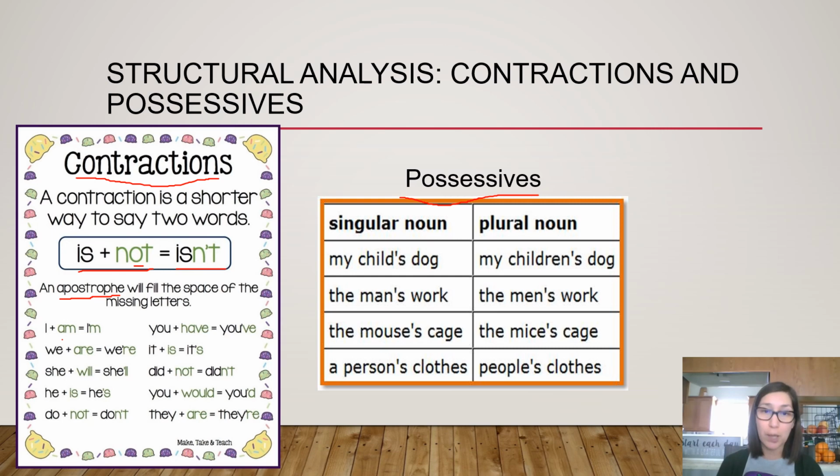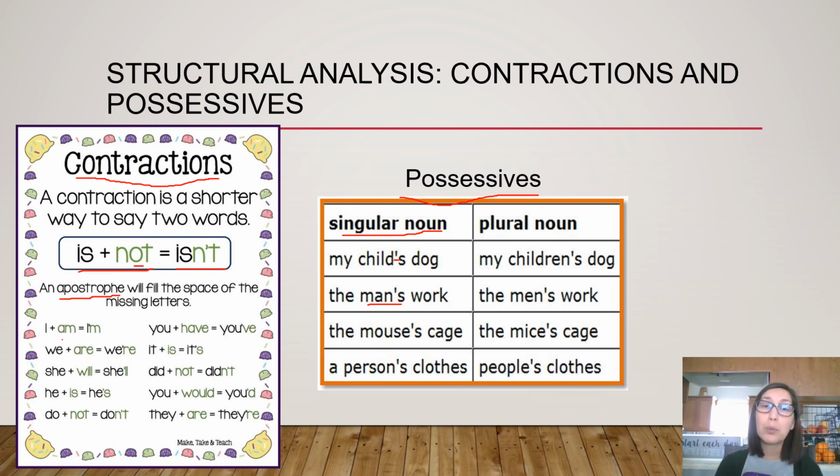It's showing ownership. So looking at the singular column for the singular nouns, we see the little phrase, my child's dog. Now, we have our apostrophe here. Why do we have that? It's showing ownership. My child's dog. Who does the dog belong to? The child. The next phrase, the man's work. There's our apostrophe in this word right here. Whose work does it belong to? The man. And continue on looking at the different examples.